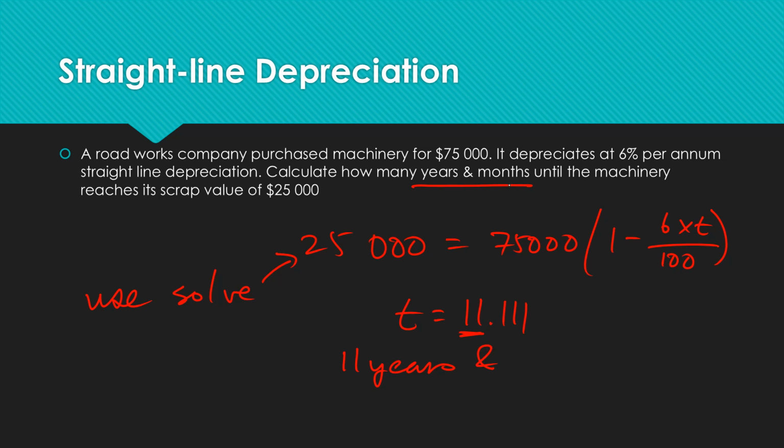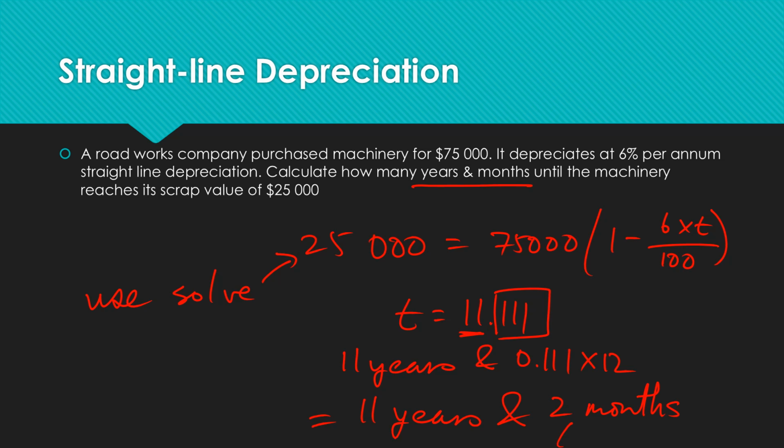And we want to find the second part for months. To find the second part for months, we need to look at the decimals. We have 0.111, and we need to multiply this by 12 months. Because this is currently in years, if we multiply it in terms of months, which is 12 months per year, then we can get this in months. Once we put this in, we should see that it's 2 months.